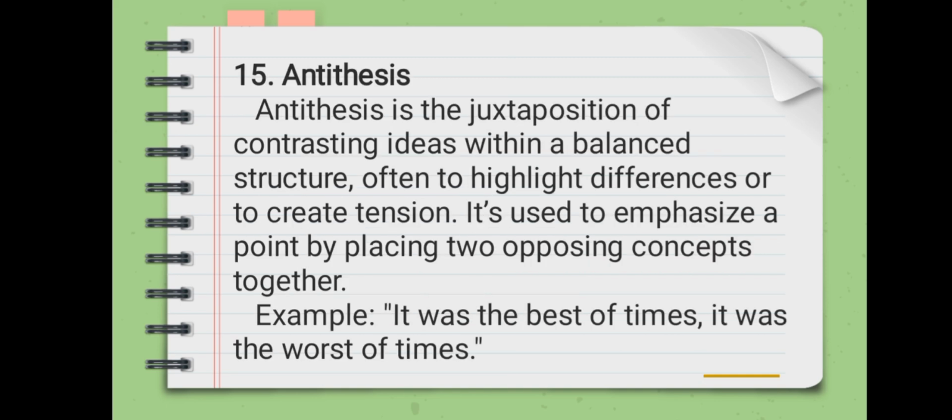Lastly, we have antithesis. Antithesis is the juxtaposition of contrasting ideas with a balanced structure, often to highlight differences or to create tension. It's used to emphasize a point by placing two opposing concepts together. For example, it was the best of times, it was the worst of times. In this famous opening line from A Tale of Two Cities, the contrasting ideas of best and worst highlight the chaotic, contradictory nature of the period.